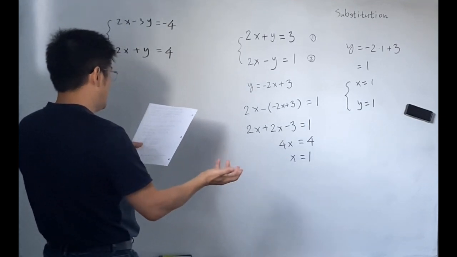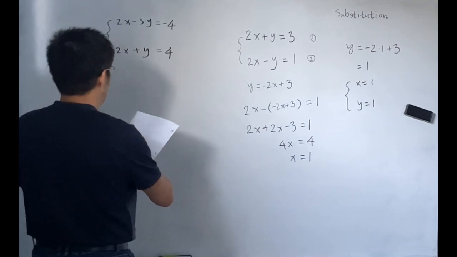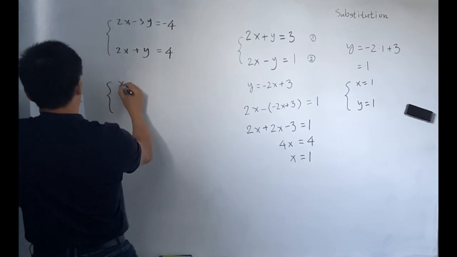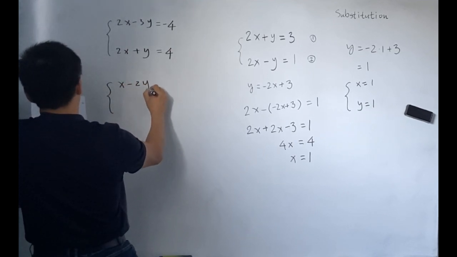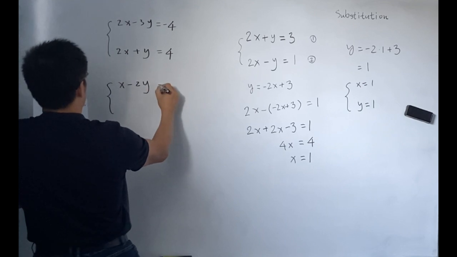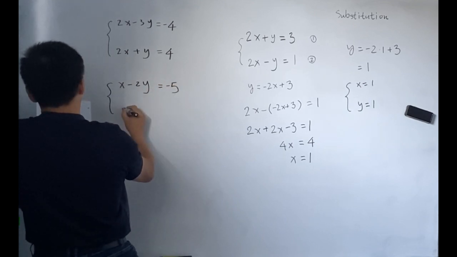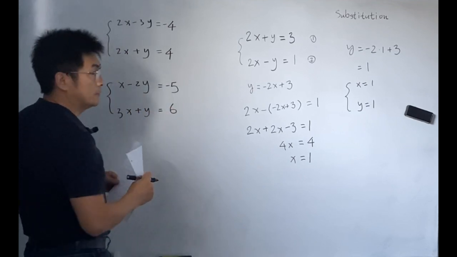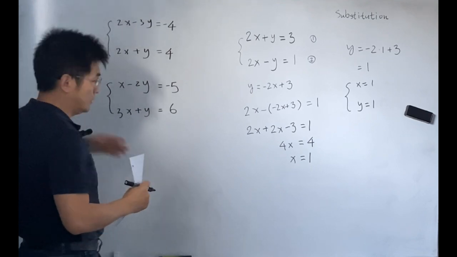So now you're going to use the substitution method, or you can choose this one. So x minus 2y equals negative 5. 3x plus y equals 6. Right? You can just solve either one.